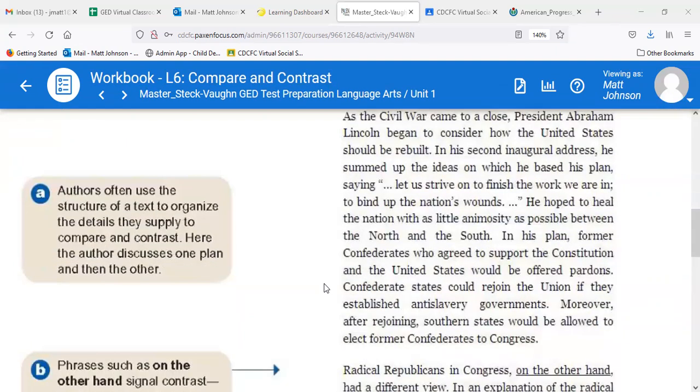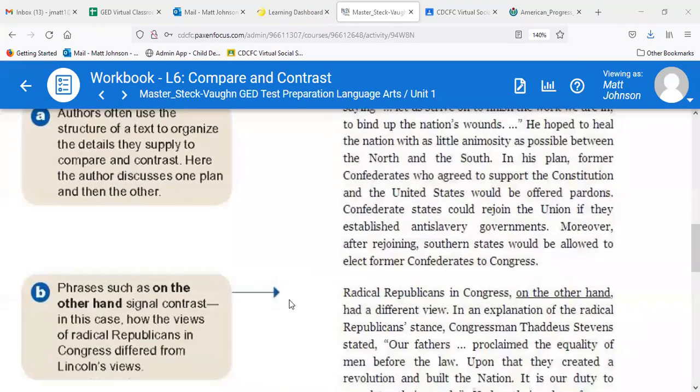He hoped to heal the nation with as little animosity as possible between the North and the South. In his plan, former Confederates who agreed to support the Constitution and the United States would be offered pardons. Confederate states could join the Union if they established anti-slavery governments. Moreover, after rejoining, Southern states would be allowed to elect former Confederates to Congress.